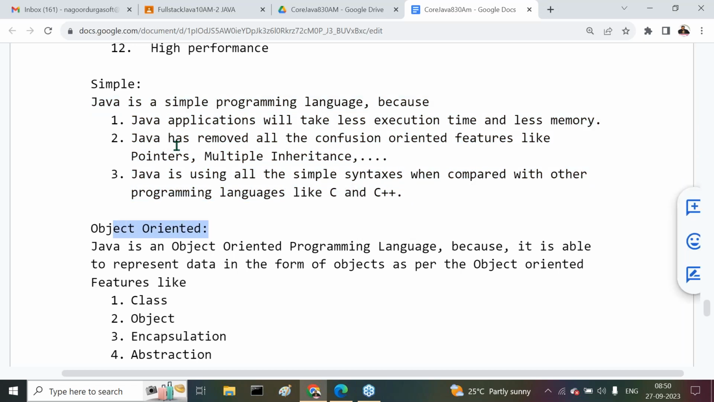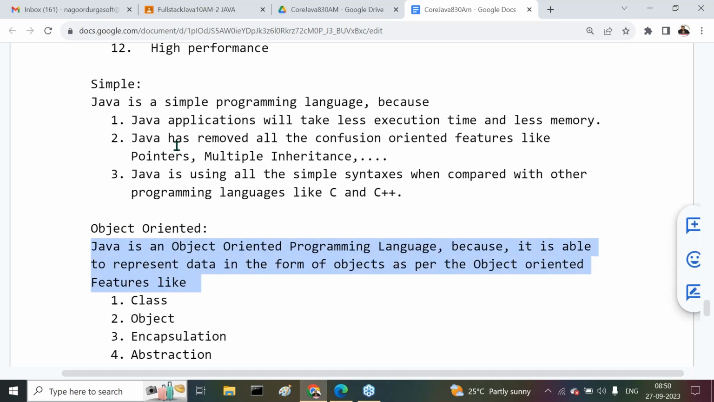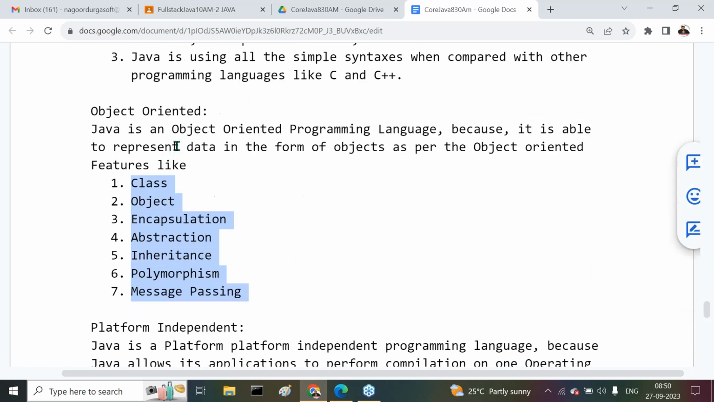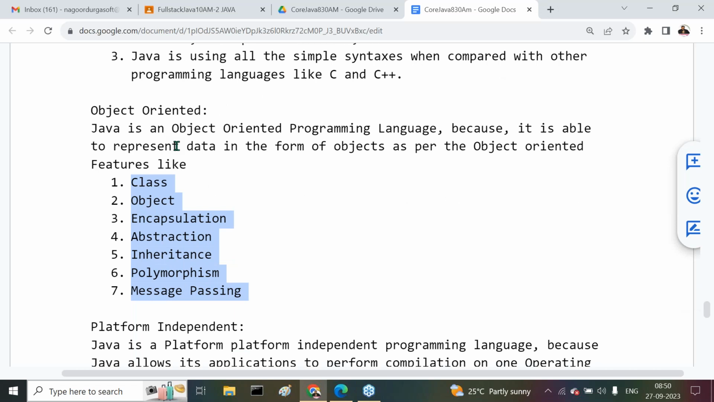Next, Java is an object-oriented programming language because it is able to represent data in the form of objects as per the object-oriented features like class, object, encapsulation, abstraction, inheritance, polymorphism, and message passing. By using these features, we are able to represent data in the form of objects. Because of that, Java is an object-oriented programming language.